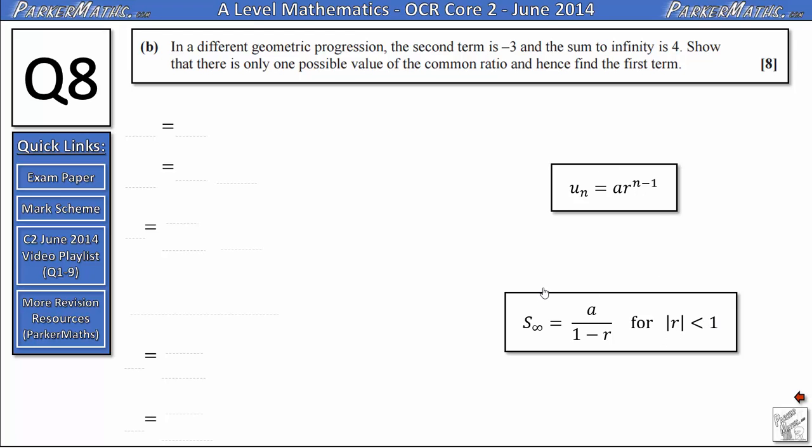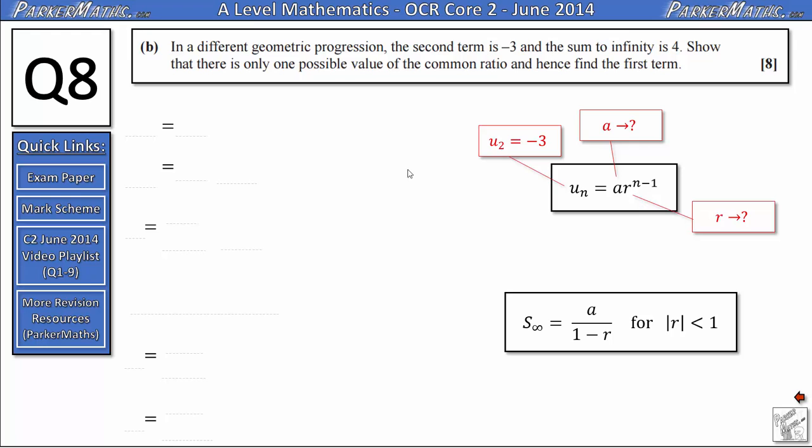So let's use these two formulae to form a pair of simultaneous equations. In the question we're told that the second term, so we'll call that u2, is negative 3. At present we don't know what the first term is and we don't know what value r is either, but we do know that n is 2. This gives us enough information to form our first simultaneous equation. We're going to get negative 3 equals a multiplied by r to the n minus 1. Well, if n is 2, this becomes 2 minus 1, so we get r to the power of 1, or just r. So we get negative 3 equals ar.